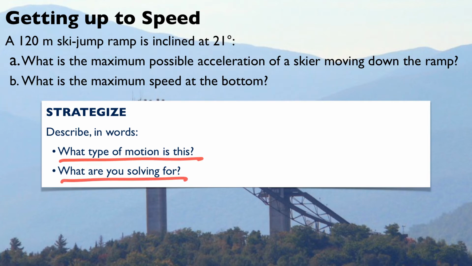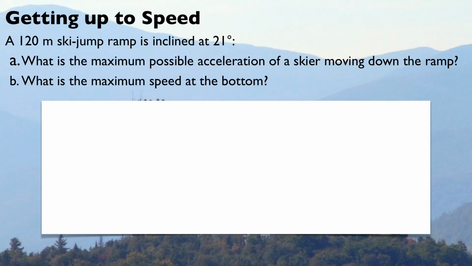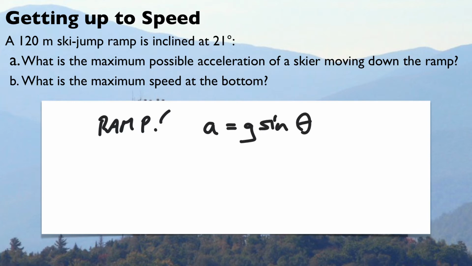Okay? Well, what type of motion we have is motion down a ramp. This is motion down a ramp. And what is the maximum possible acceleration down a ramp? Well, the ramp acceleration is just equal to g times the sine of theta. Theta is the angle with respect to the horizontal. And in fact, that's what the inclined at 21 degrees means. So theta is just equal to 21 degrees. And we're looking for the maximum speed at the bottom. This is motion down a ramp. We know the acceleration.